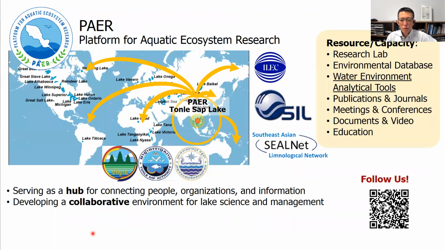At the end, I would like to show you this slide. This is something about the platform for aquatic ecosystem research. We call it PEAR. This serves as a hub for connecting people, organizations, and information. For this purpose, we have a Facebook page and website, and we try to provide useful information to work on tropical lakes. If you're interested, please access this site by taking a picture of the QR code.